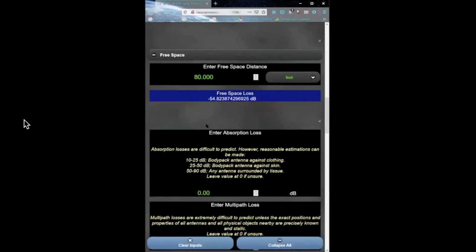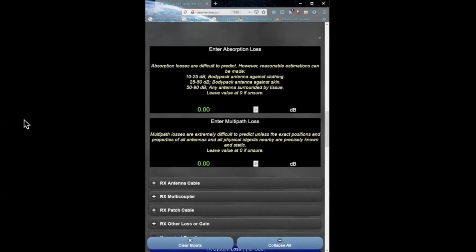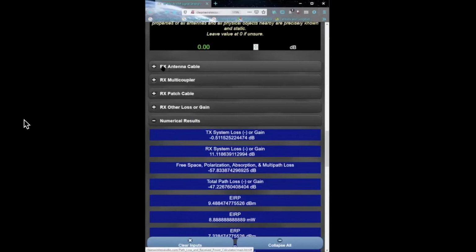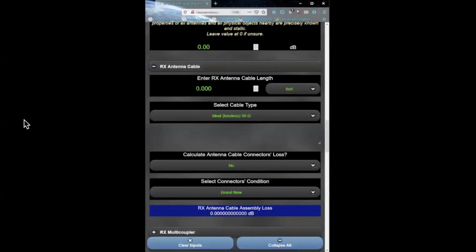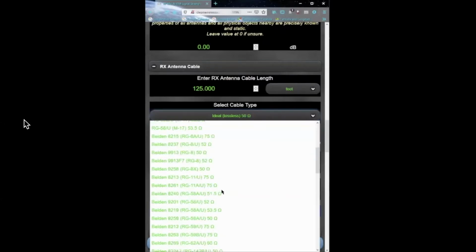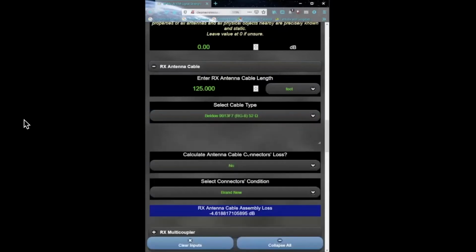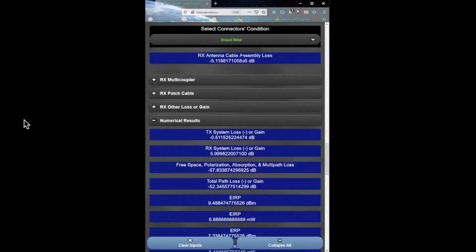So I'm going 80. These other parameters, absorption loss, this is when you have a body pack against skin, etc. It's self-explanatory otherwise. Multipath losses are going to be impossible to predict, but I allowed users to do it so that they could experiment. Our receive antenna cable at CMA Music Fest is 125 feet of Belden 9913 F7 low loss. I do want to calculate the connector's loss, and I deploy them in brand new condition.